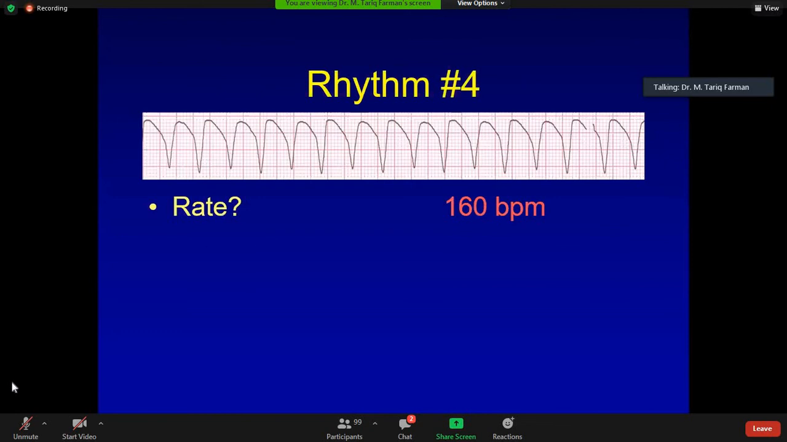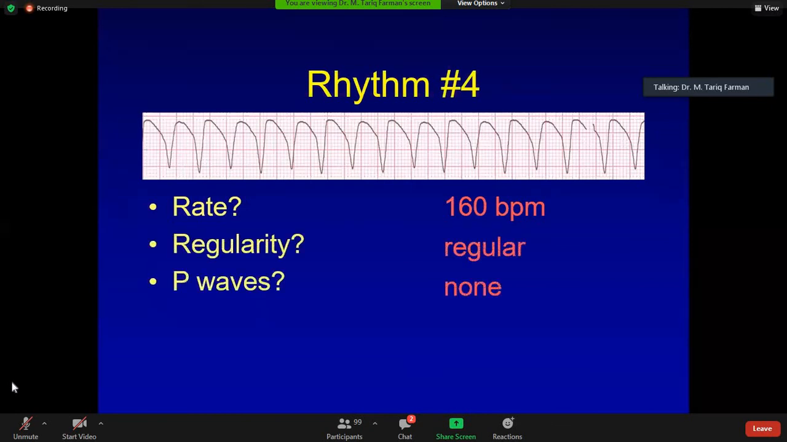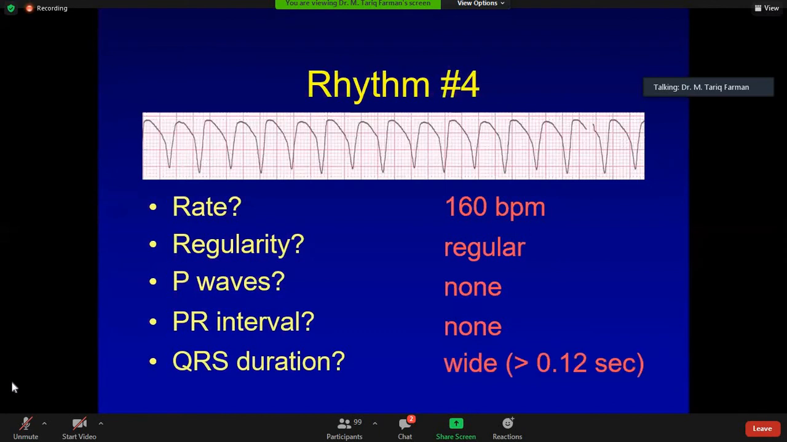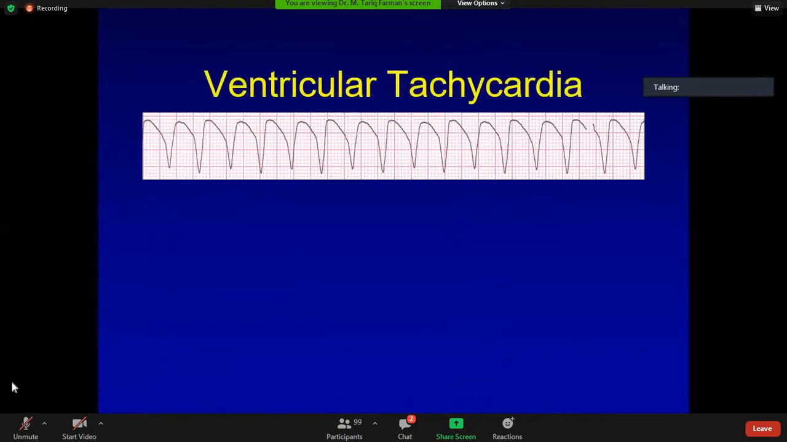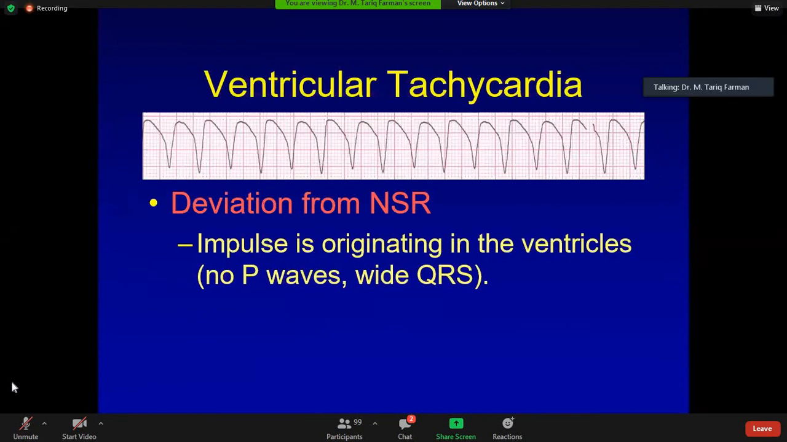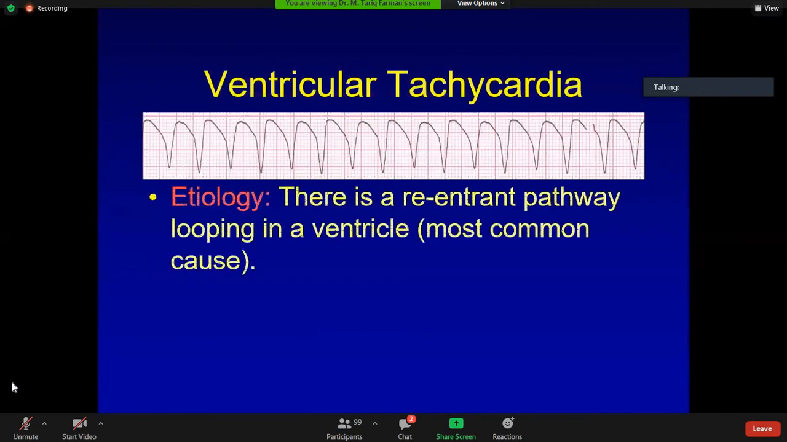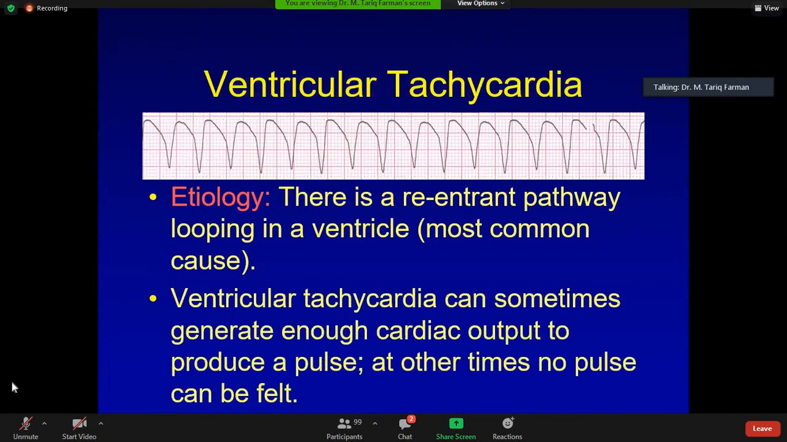right? Rate 160, regularity regular, deviation none, P interval none, QRS duration wide. It's definitely wide. It's more than 3 small boxes, right? You can see over here more than 3 small boxes. So it's definitely wide. It's definite tachycardia. So it's called ventricular tachycardia. The cause is originating in the ventricles. No previous QRS. There's a reentrant pathway looping in a ventricle. Most common cause. Ventricular tachycardia can sometimes generate enough cardiac output to produce a pulse.